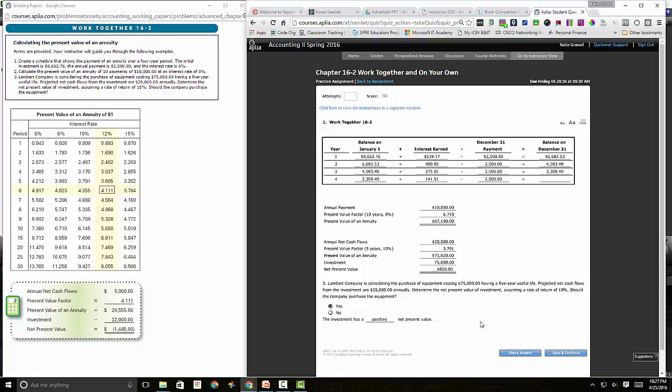So there you go. There is section 16.2. There are several assignments associated with that as well.